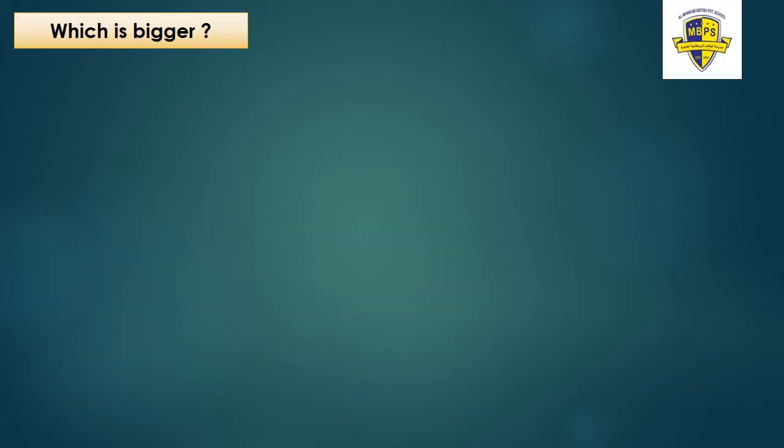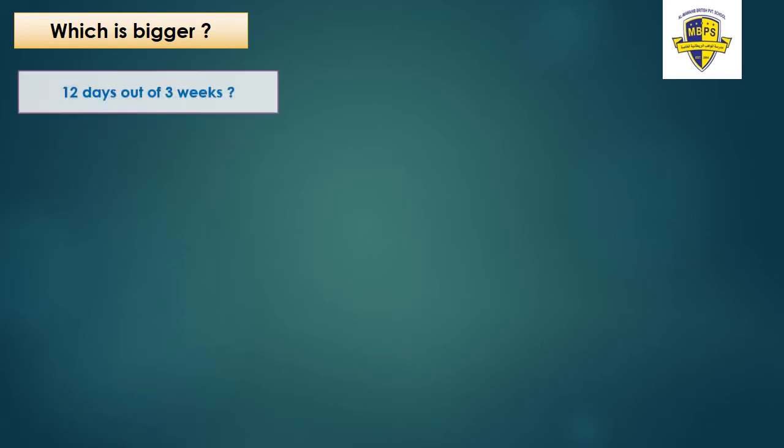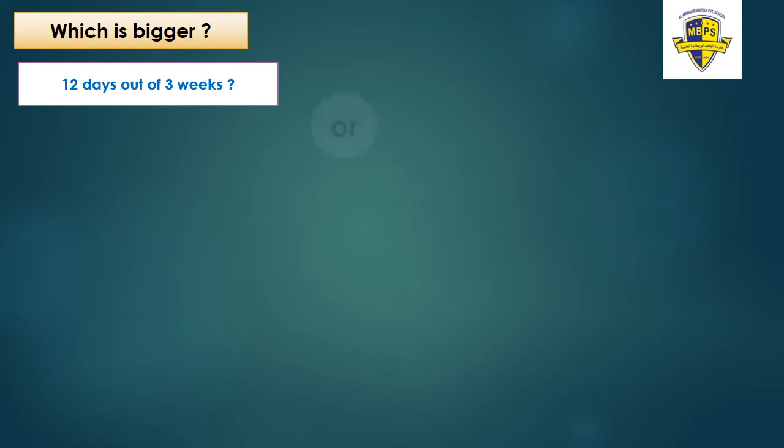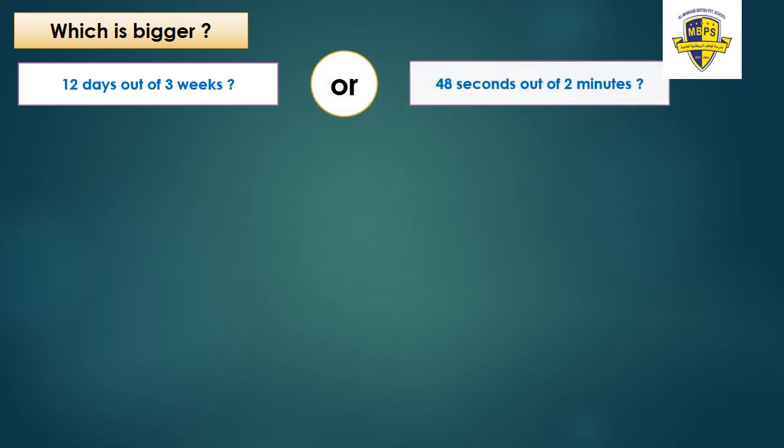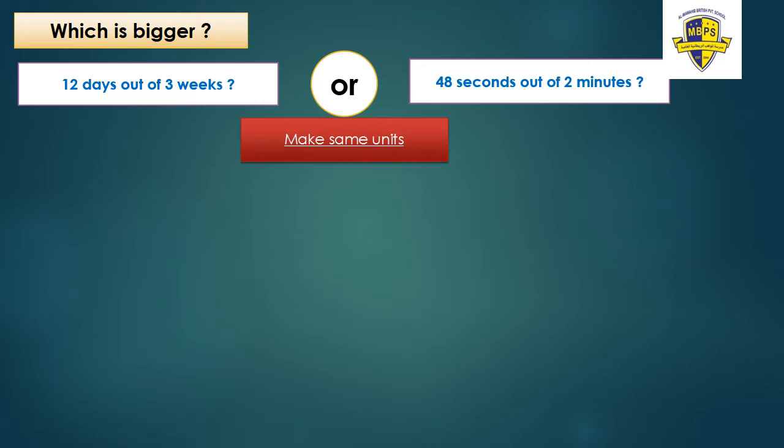In this example, we will see how to use percentages to compare quantities. Which is bigger? 12 days out of 3 weeks or 48 seconds out of 2 minutes. First thing here, we should make the same units. What do we mean by making the same units?